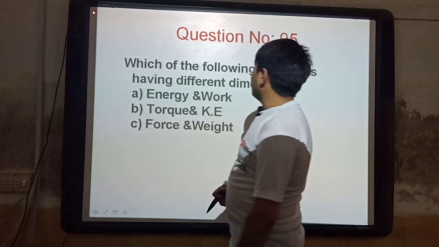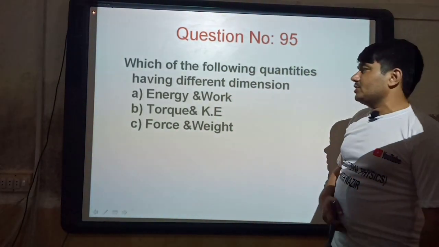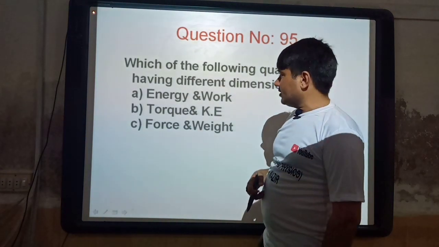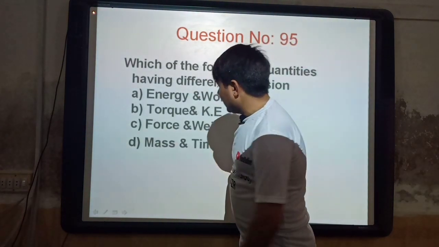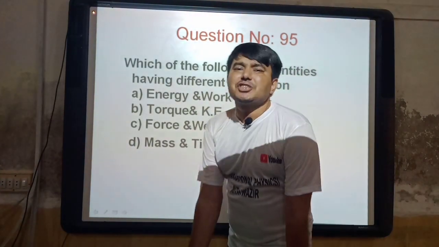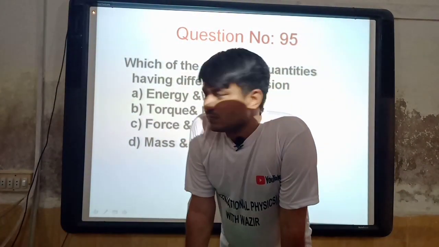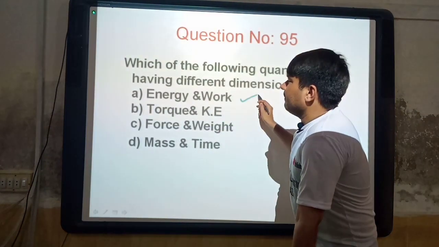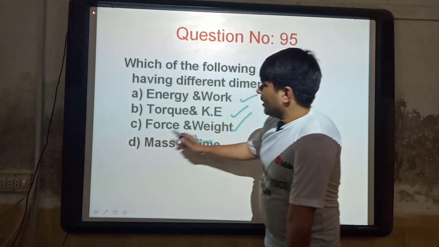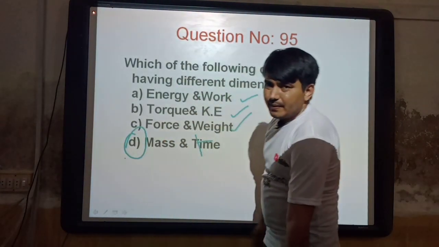Which of the following quantities has a different dimension? Energy, work, torque and kinetic energy, force and weight, and mass and time. Which is the correct representation? Same, same, same, different. Correct option is D.